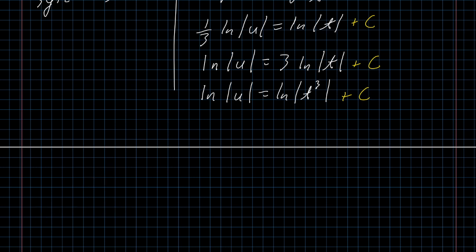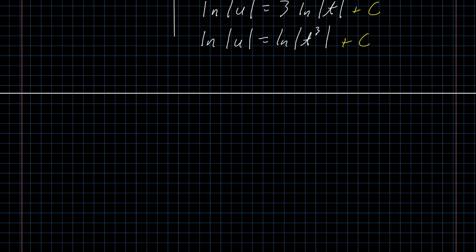All right, let's try that step again. Natural log of absolute value of u is equal to natural log of the absolute value of t cubed plus c. Well, e to the natural log is going to cancel each other out. I'm going to get the absolute value of u. And then I'm going to have e to the natural log of the absolute value of t cubed plus c. And from there, I'm going to use the same trick I did in that earlier example. I'm going to write this as e to the c times e to the natural log of the absolute value of t cubed.